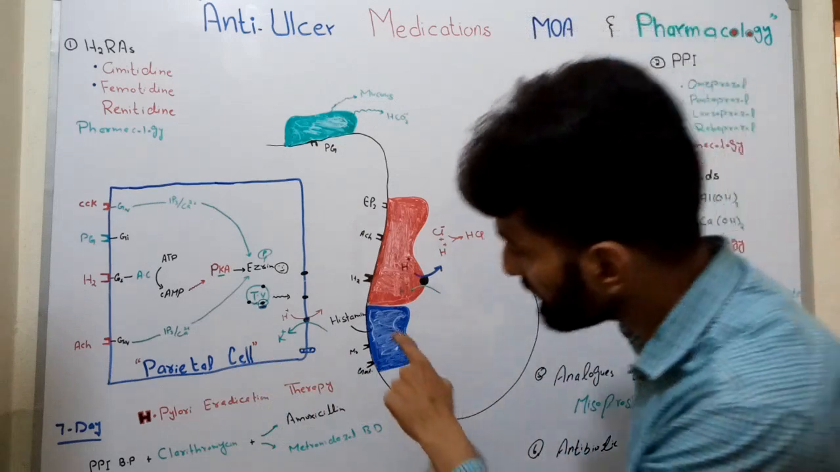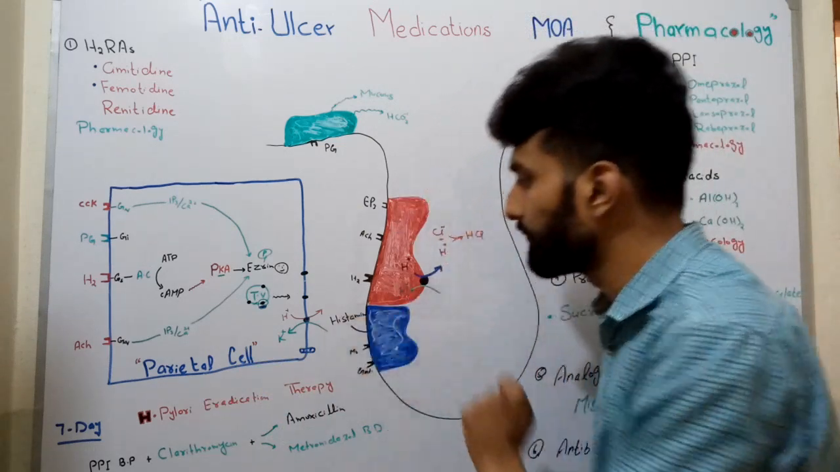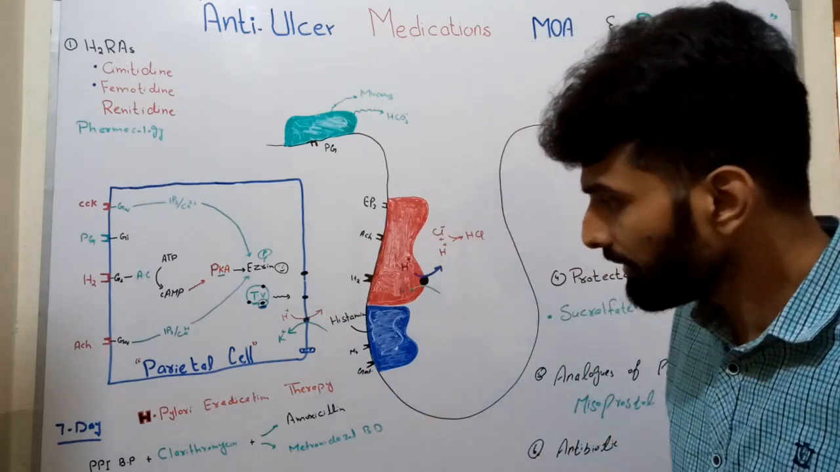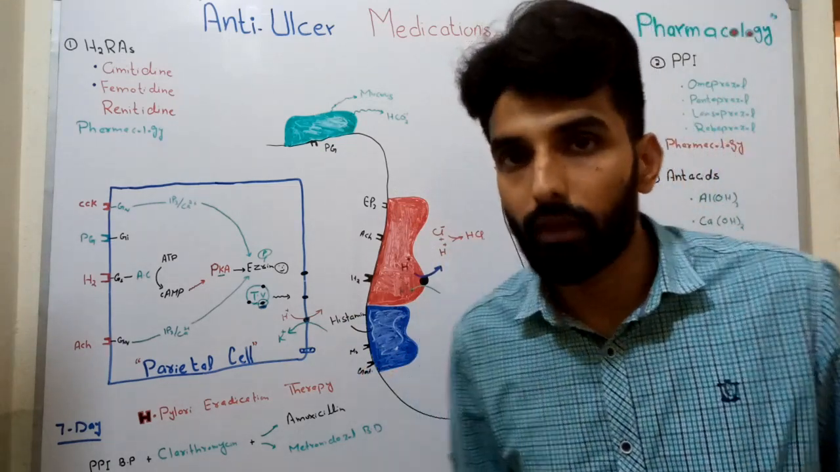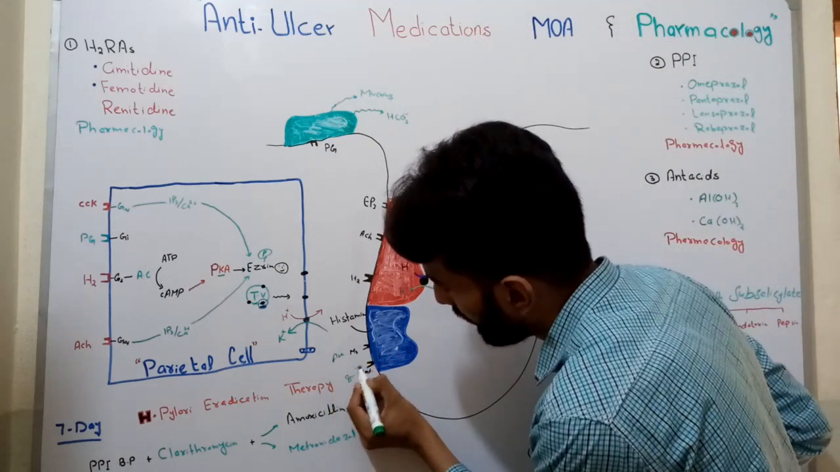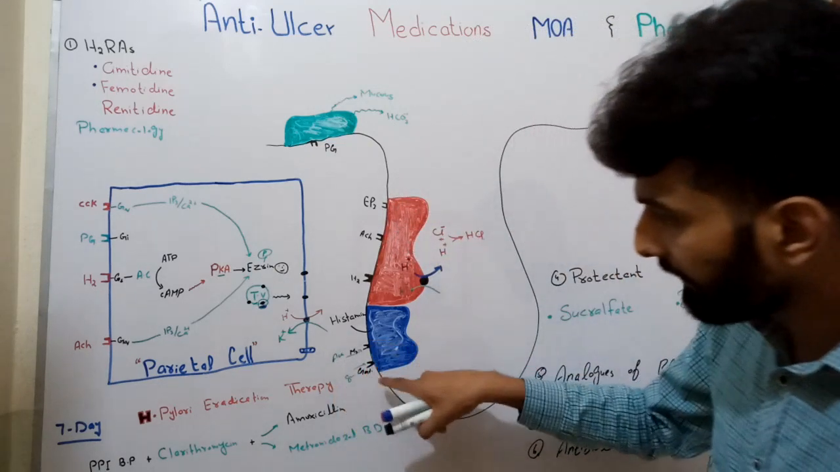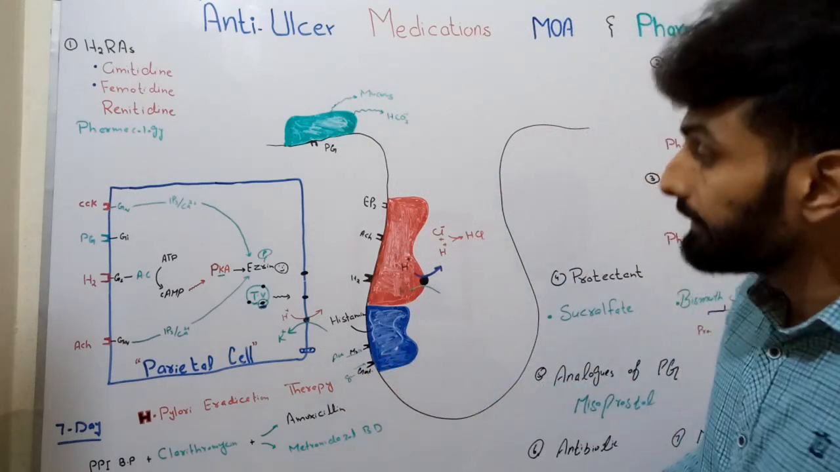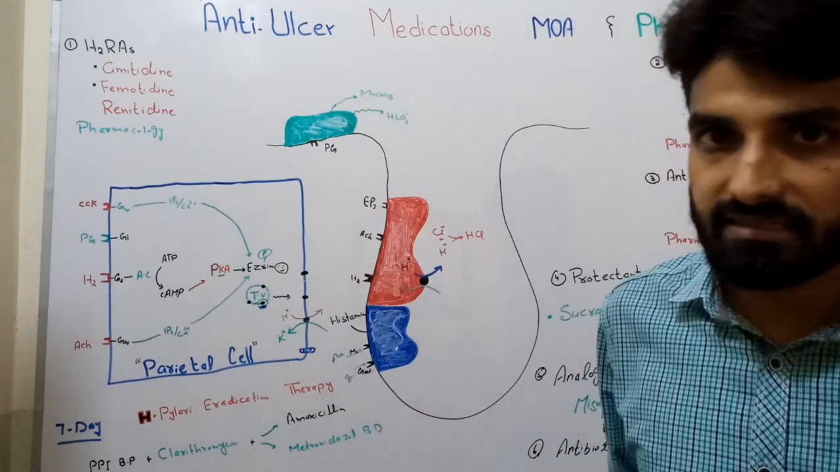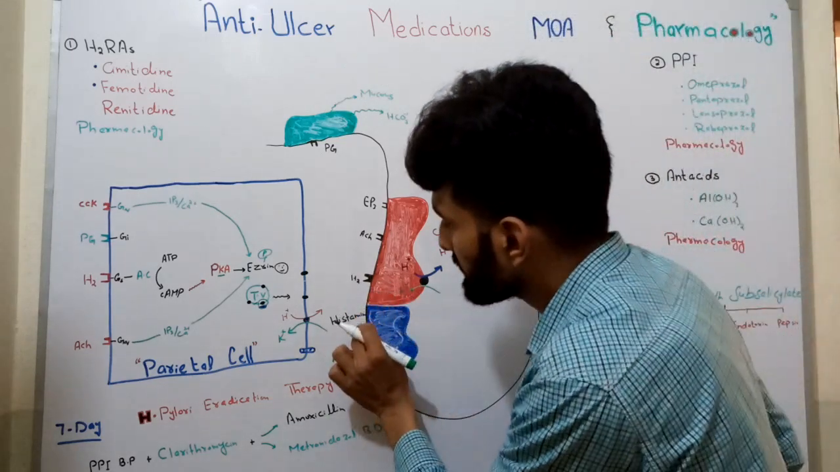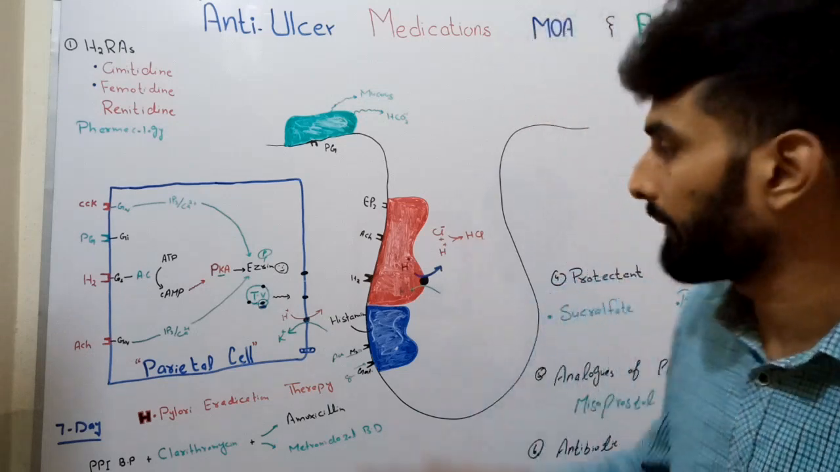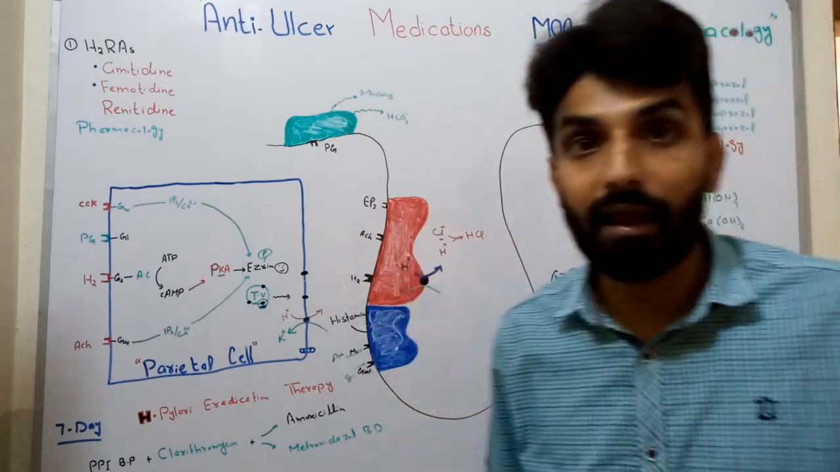This histamine is released from the enterochromaffin cell in response to gastrin and acetylcholine. It means when acetylcholine and gastrin act on the receptor present on the enterochromaffin cell, they will stimulate the release of histamine, and then this histamine will act on its receptor, the H2 receptor, that is present on the parietal cell.